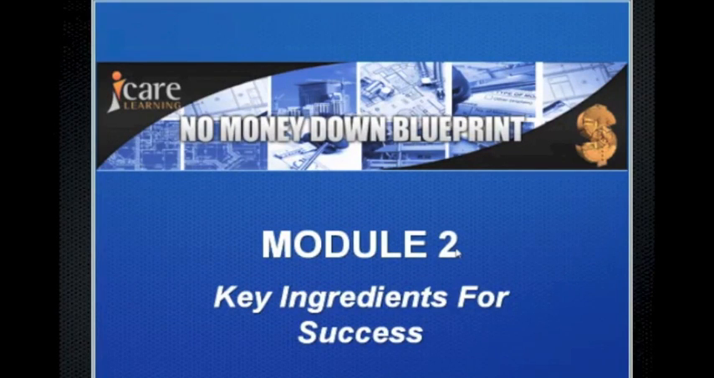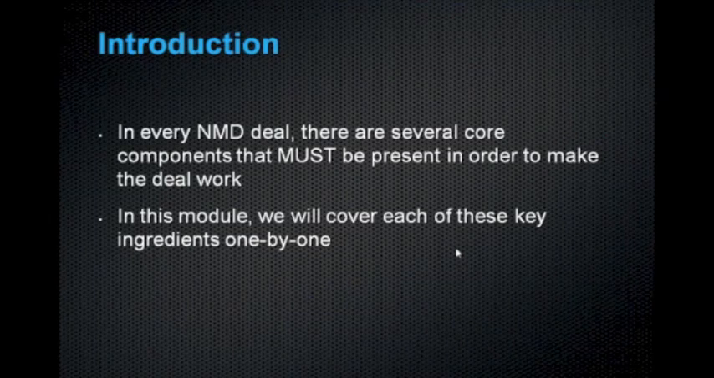Okay everybody, welcome back to module number 2, key ingredients for success. What are we going to talk about? Very simple. In every no money down deal, there are several core components that must be present in order to make the deal work. In this module, we'll cover each of these key ingredients one by one.